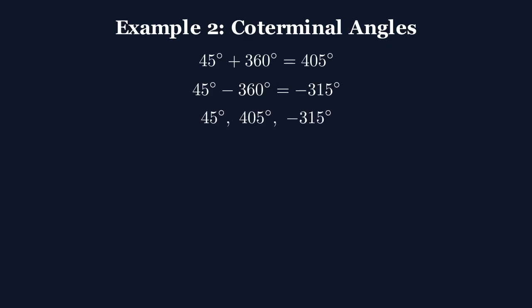Example 2. Find two coterminal angles for 45 degrees. Coterminal angles share the same terminal arm. Add 360 degrees to get 405 degrees. Subtract 360 degrees to get negative 315 degrees. So 45 degrees, 405 degrees, and negative 315 degrees are coterminal.